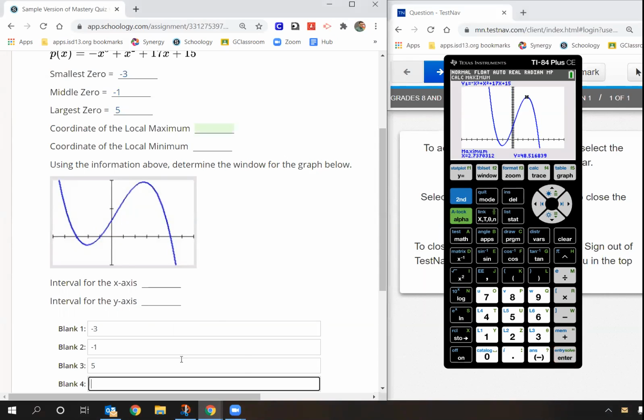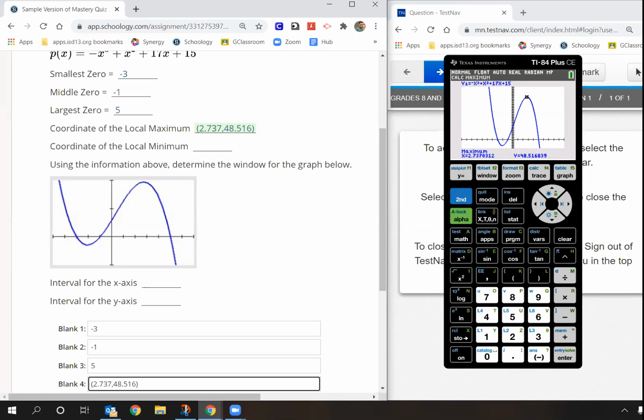So my maximum is, I'm going to write it as a coordinate point to 3 decimal places, 2.737 and then 48.516. You'll do the same thing for the minimum.